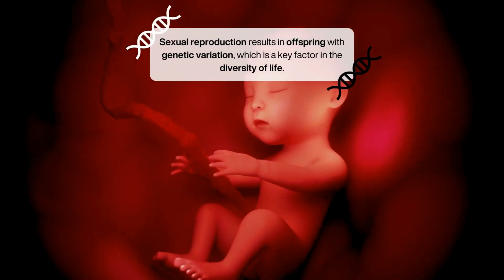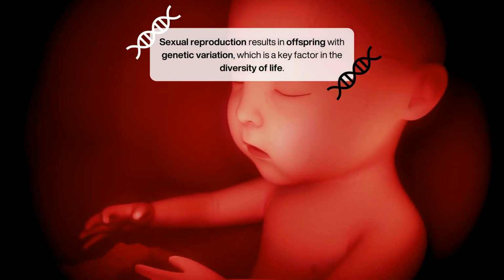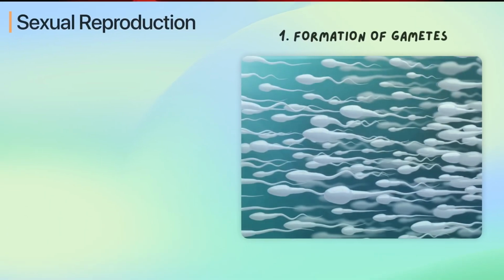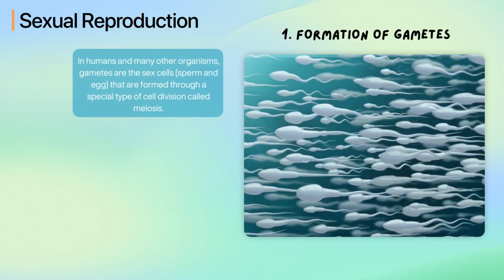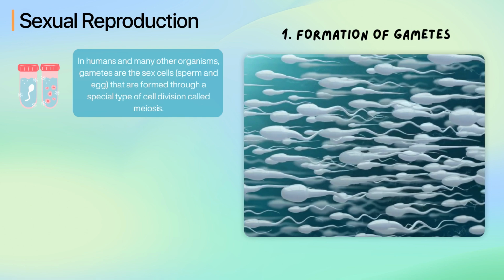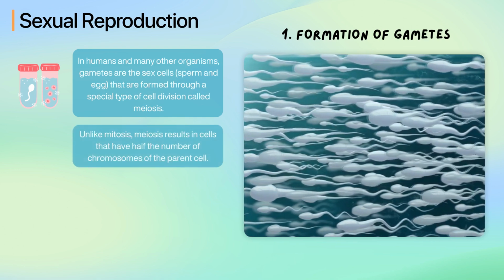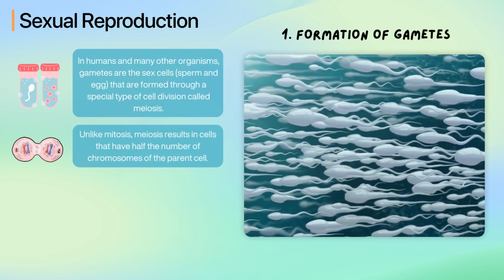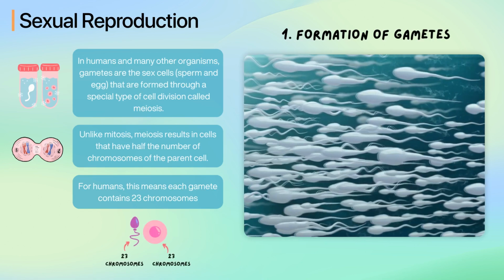Sexual reproduction results in offspring with genetic variation, which is a key factor in the diversity of life. Let's break down the crucial steps. In humans and many other organisms, gametes are the sex cells, sperm and egg, that are formed through a special type of cell division called meiosis. Unlike mitosis, meiosis results in cells that have half the number of chromosomes of the parent cell. For humans, this means each gamete contains 23 chromosomes.